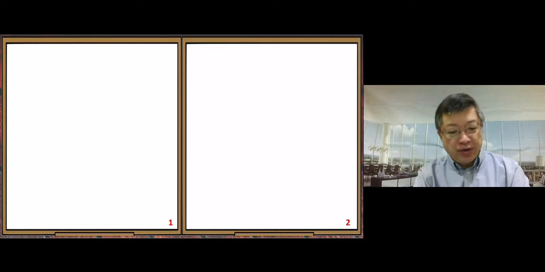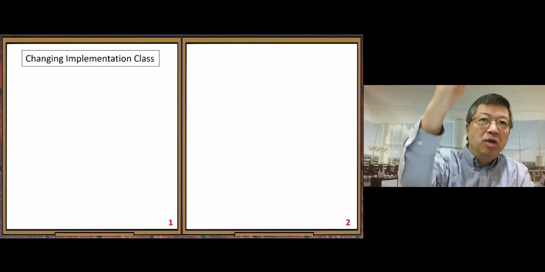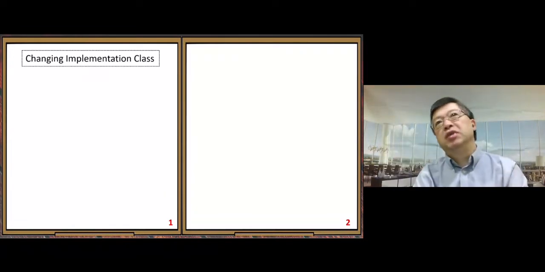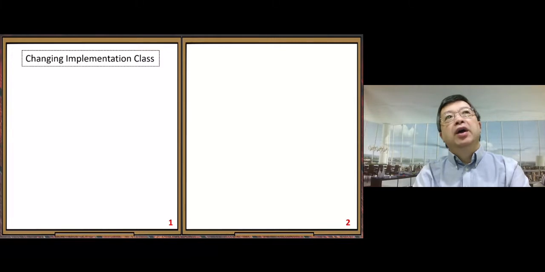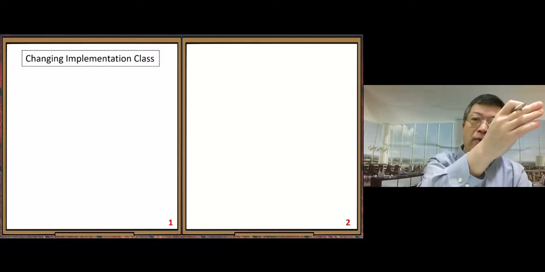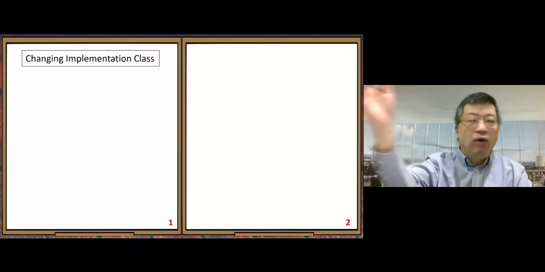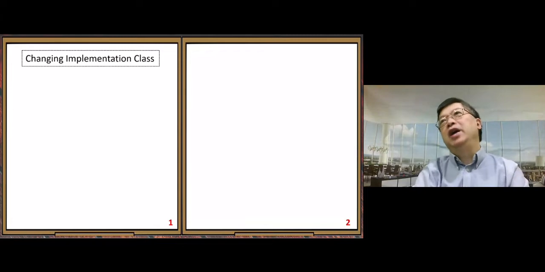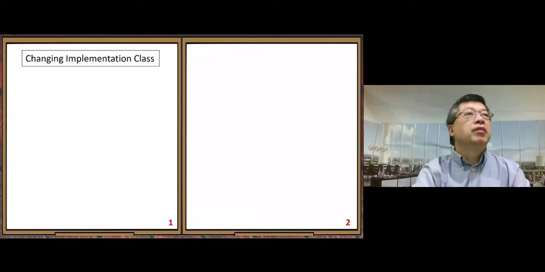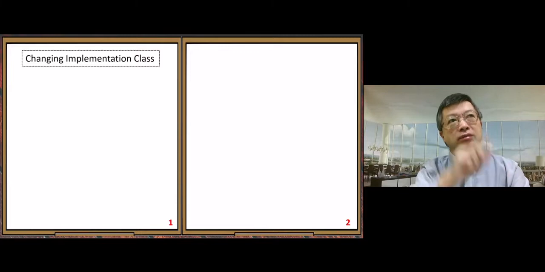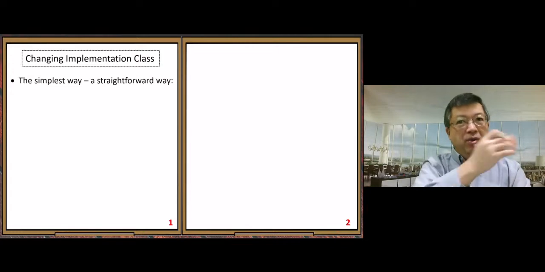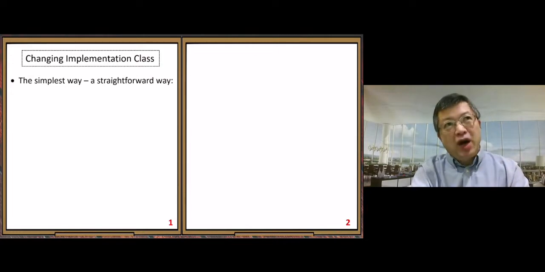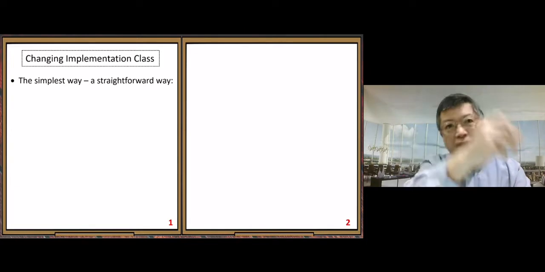First, let's look at the key part of solution 1, changing the implementation class. How do we change between different formats, from PDF format to HTML format, or from HTML format to PDF format? So the business part in that example is mainly this part. The first try, we use the straightforward way to do it.